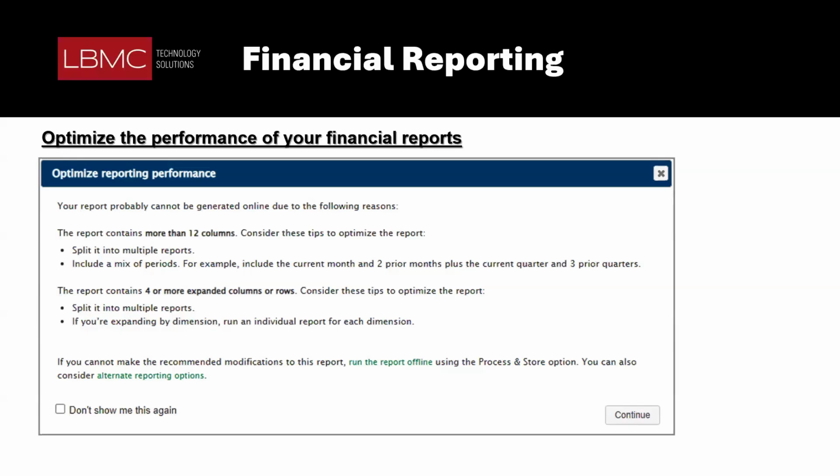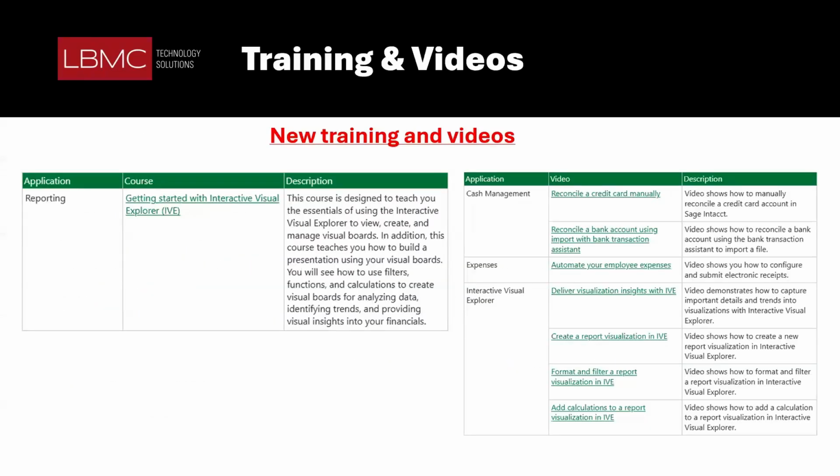If you're running any data analysis that goes beyond a simple report, running the report offline can be the best option. Also, a different reporting tool might work better, and Intacct will provide links so you can learn more about them within the report that Sage Intacct will show. You also have the ability, if you don't want this optimization shown for your financial reports, to click "do not show me." With the updates also comes new training and new videos for review.